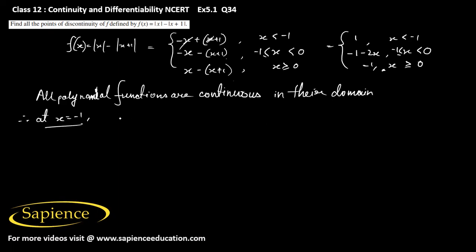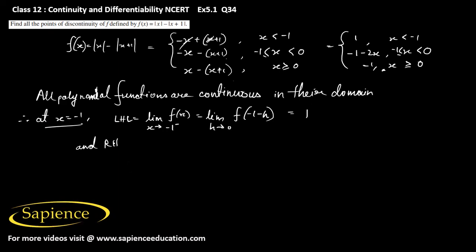So now therefore the left hand limit, that will be equal to limit x tends to minus 1 minus f of x, that is equal to limit h tends to 0 f of minus 1 minus h. So that will be equal to 1.